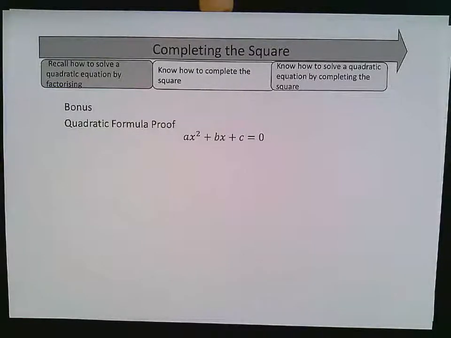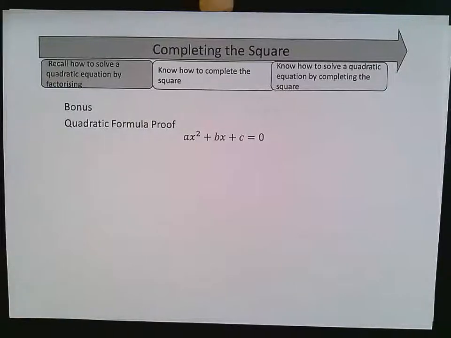Hello everyone. In this video I am going to prove where the quadratic formula comes from, and I'm going to do that by starting with the general form of the quadratic equation and completing the square on this form. Please be aware this is not in the GCSE specification, it's not in the A-level specification, but I'm showing it to you for those who just have an interest in maths and would like to know a little bit more.